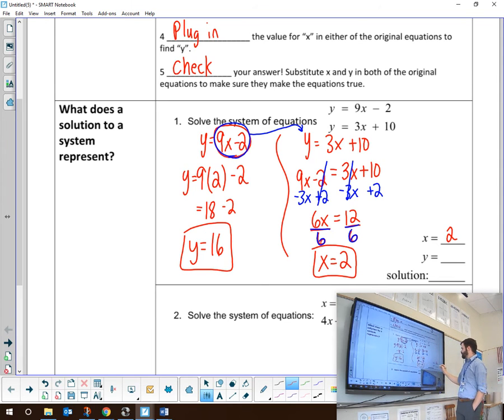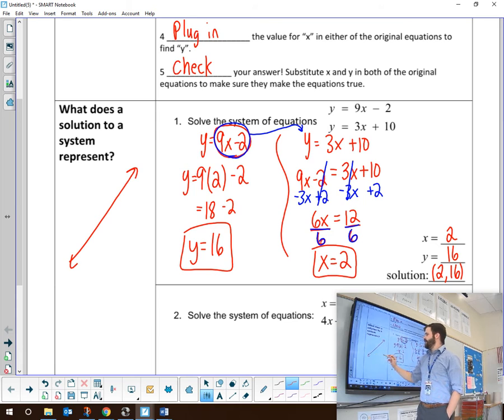So my x is going to be 2, my y is going to be 16, and we write our solution in a particular way. We're going to write our solution as a point, as a coordinate. So my solution is going to be at (2, 16), with my x being 2 and my y being 16. Why is it a coordinate? Well, remember, if we have y equals 9x minus 2, I could graph that. I could draw a line of that. That is a linear equation. I could also do that here. If I have y equals 3x plus 10, I could graph that too.